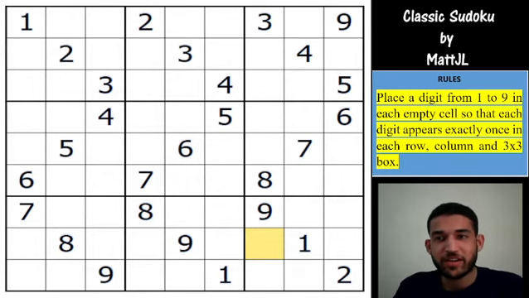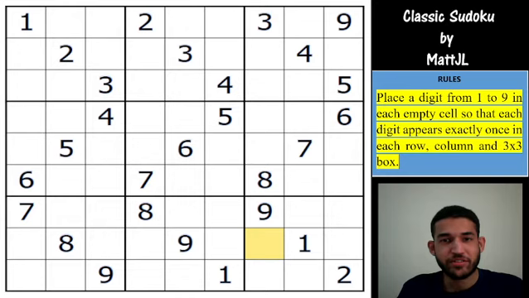Today I'll be solving a classic Sudoku created by Matt JL, and this is in continuation to the classic Sudokus that we have been posting earlier. This Sudoku was posted by Matt on the CTC Discord server, and the link to solve this Sudoku is given in the description of the video, so you can try this Sudoku out yourself and come back and check out the video.